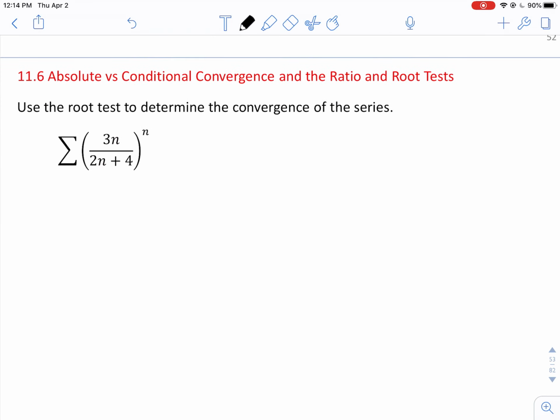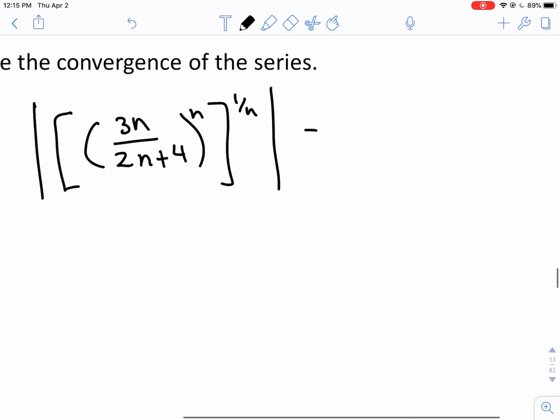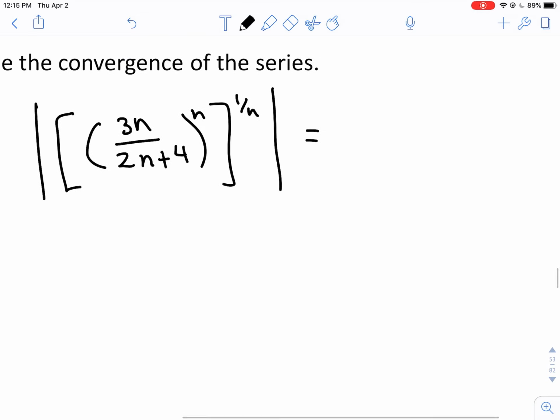All right, this next one here, this is a clear case of, again, everything's raised to a power, so use the root test. So we do an absolute value, so bracket 3n over 2n plus 4. So there's our sequence, and we're going to raise that to the 1 over n and then do the absolute value of all that. The absolute values will cancel because there's no negatives here in play. The n and 1 over n will cancel, so we're just going to get 3n over 2n plus 4.